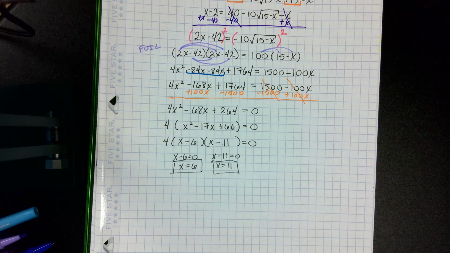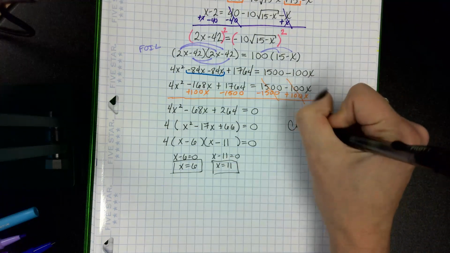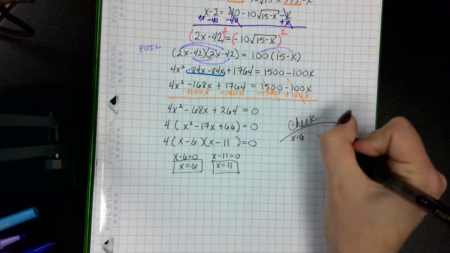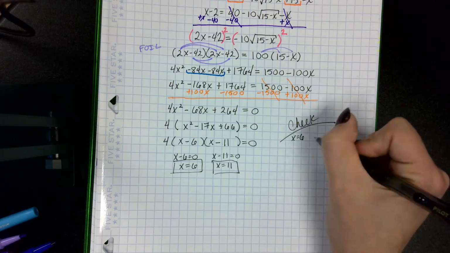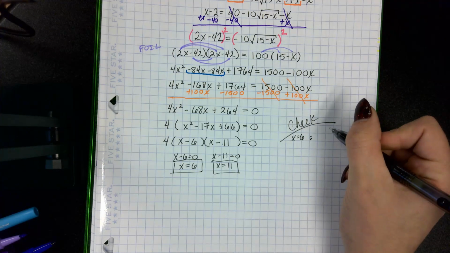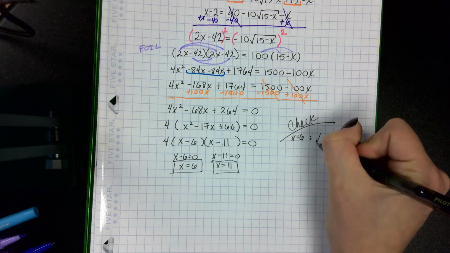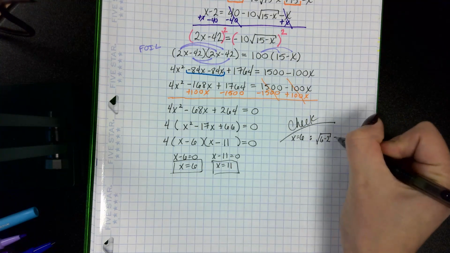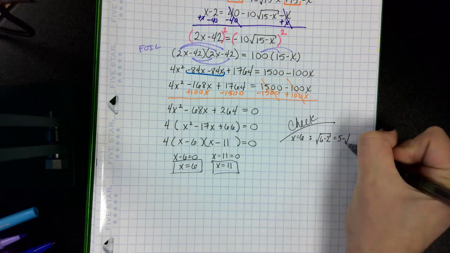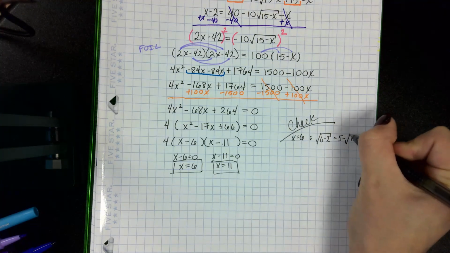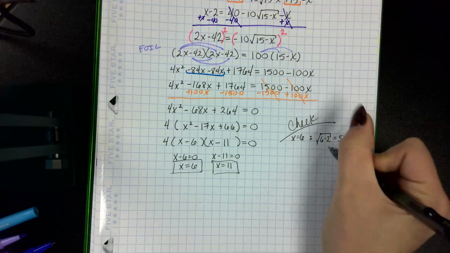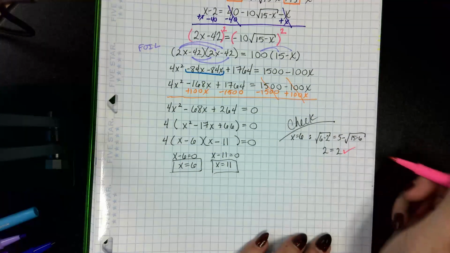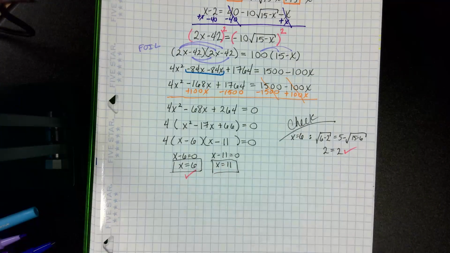You need to check for extraneous now. So just come over and check your answers. When x equals 6, go back to the original problem. It's the square root of 6 minus 2 equals 5 minus the square root of 15 minus 6. That tells me that 2 equals 2. Yes, 2 equals 2. So x equals 6 is a solution.